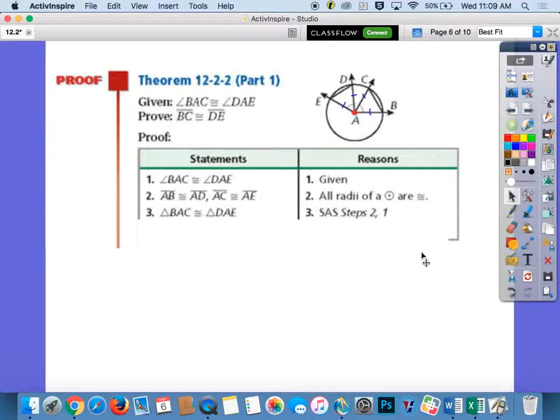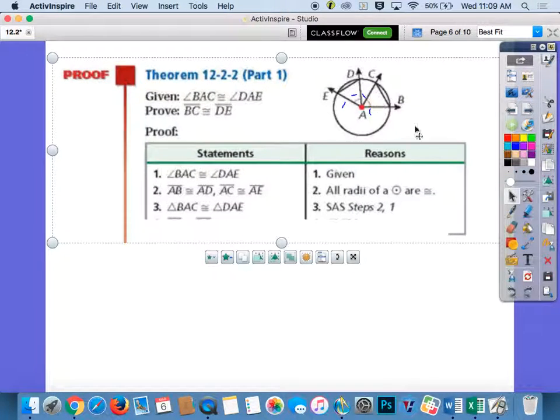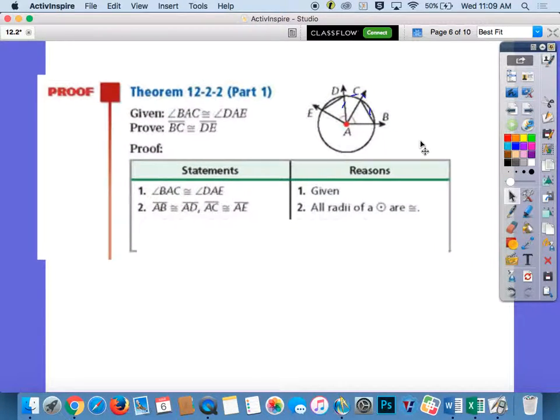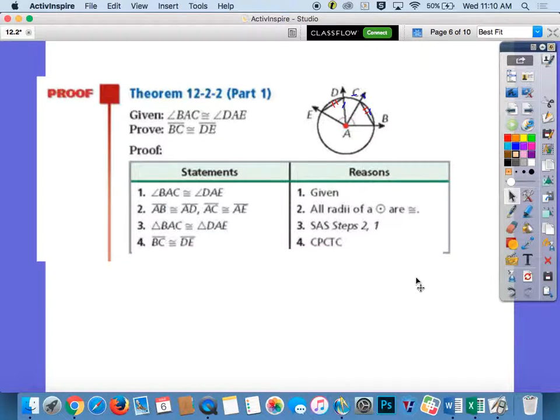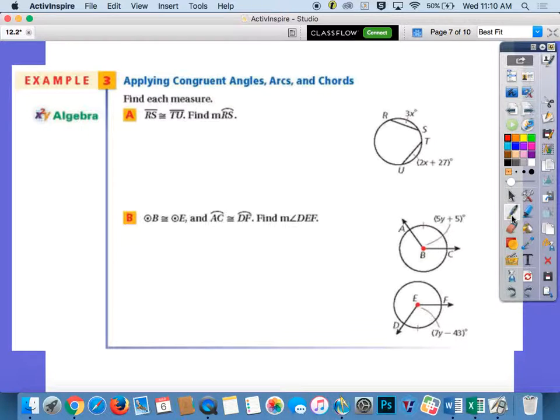Well, if the triangles are congruent, then I can say, I did that last time too, that all the sides and all the angles are congruent to each other. You guys remember what that is? Corresponding parts are congruent, triangles are congruent. So CPCTC.